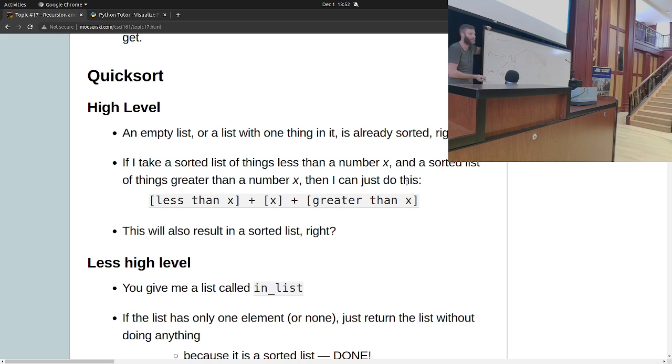Exactly. I'm going to keep doing that. So for each level in this tree, we have to do n amount of work. So the question then comes up as, how many levels are there in this tree?